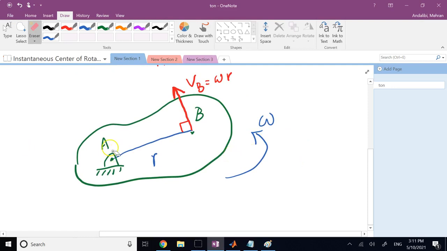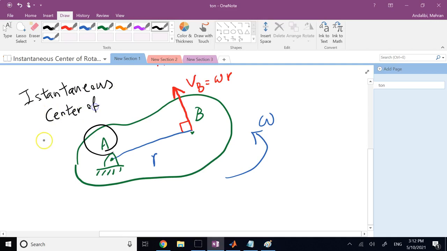So this point A that at this moment has zero velocity, what do I call this? I call this instantaneous center of rotation.